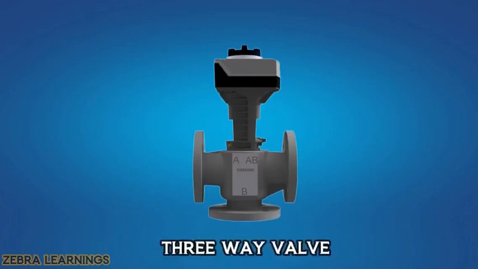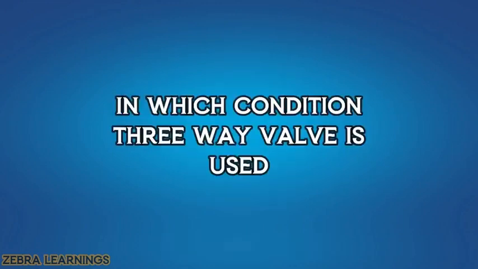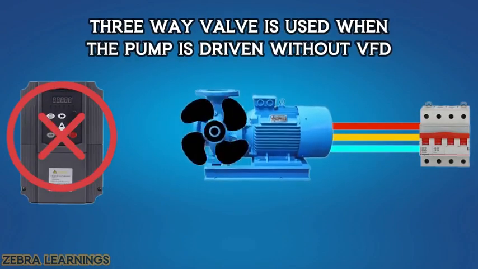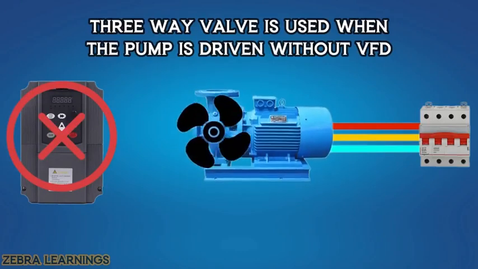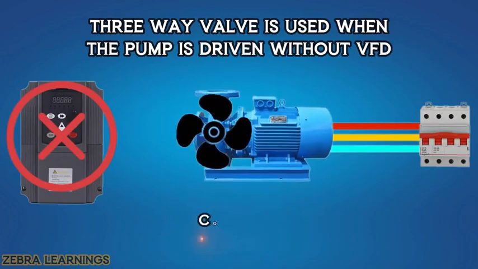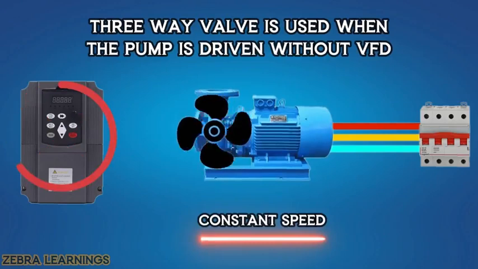Now, let's install the three-way valve in the AHU. First, let us see in which condition three-way valve is used. If the pumps are directly driven by electricity, without the use of a VFD, then three-way valve is used. If the pumps are driven directly by electricity, the speed of the pump cannot be increased or decreased. It runs at constant speed only.